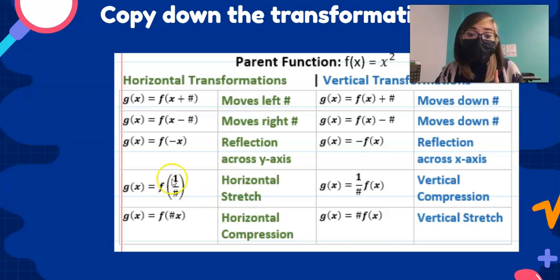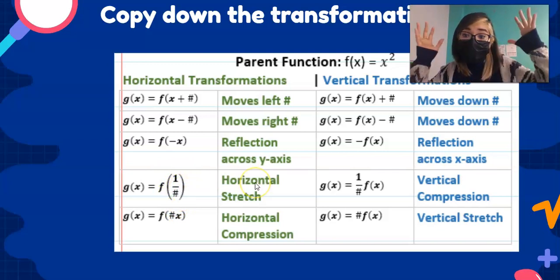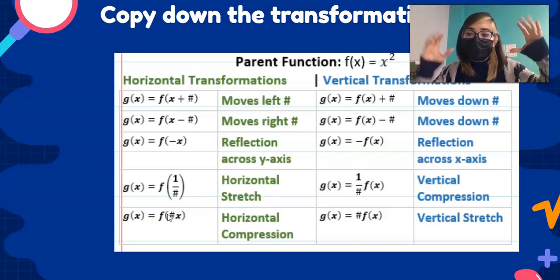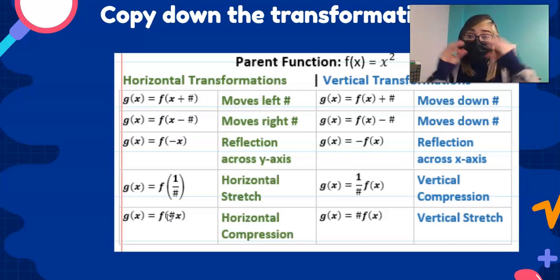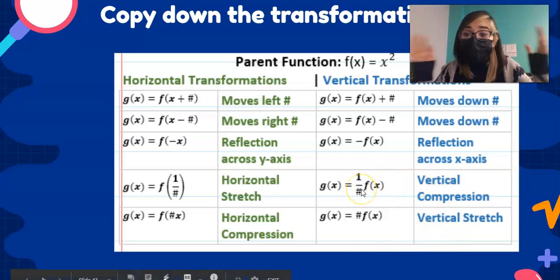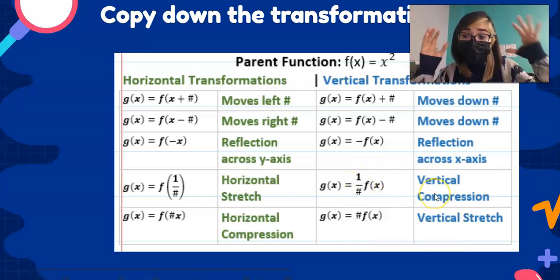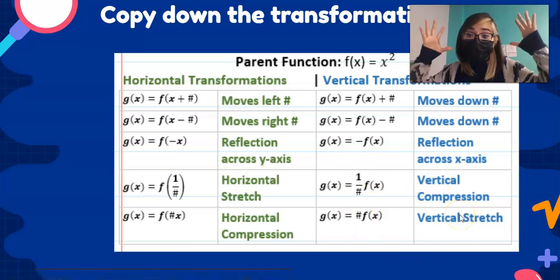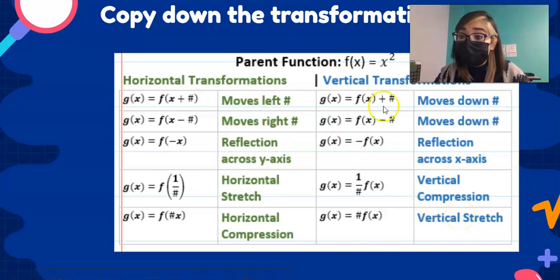Here, when we have a fraction, usually you think fractions make things smaller, but we're going to do the opposite. When we have a fractional number in front of our x inside the parentheses, then we have a stretch. My graph is getting bigger. Conversely, if we have a whole number, that makes us think of bigger numbers, but we're actually getting smaller. We're shrinking. We're doing the opposite. Whereas for vertical transformations, we do as we're told, so everything's normal in vertical. A fraction does mean we're getting smaller, and a whole number does mean we are getting bigger. So make sure you have this chart copied down.